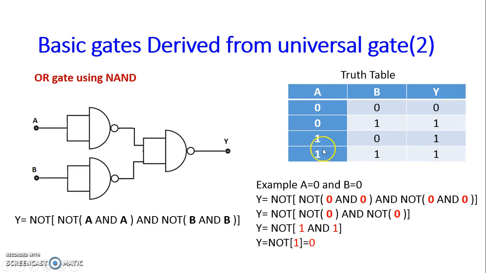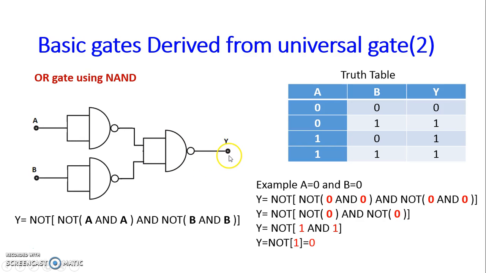Now I want to implement this OR gate truth table using NAND. So I need two inputs A and B. For that, two NAND gates are used and their two inputs are joined, giving me one input A. Similarly, in this NAND gate, again two inputs are joined and we get another input B. The outputs go to one more NAND gate, which gives me output Y.